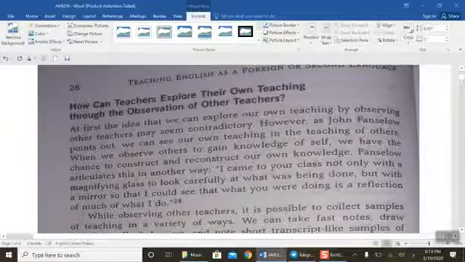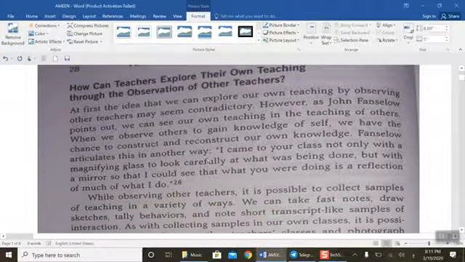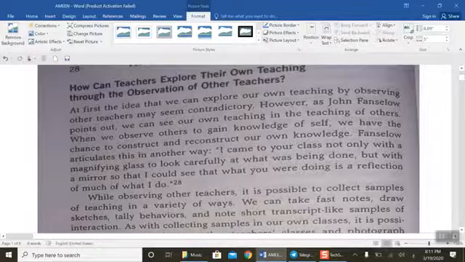Fanslow articulates this in another way. He puts it in another way. In which way? We will see. This is a quotation quoted here. This paragraph is quoted, three lines are quoted.